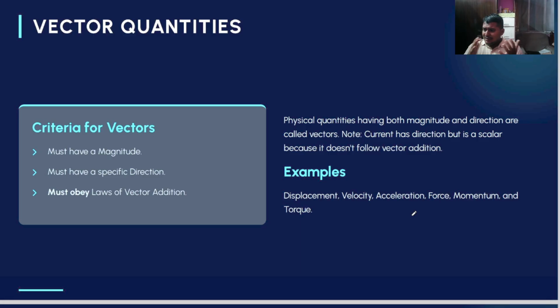So here is an exception. The exception is about the current. Current has direction, but it is a scalar quantity because it doesn't follow the law of vector addition. So it is failing the third criteria, which is that it should obey the law of vector addition. Examples of vector quantities are displacement, velocity, acceleration, force, momentum, and torque.